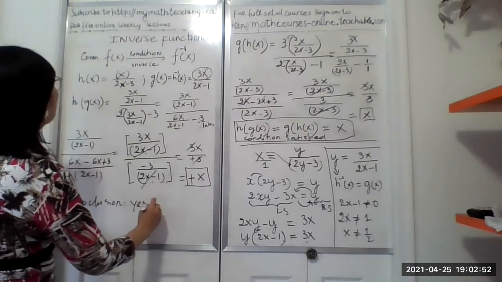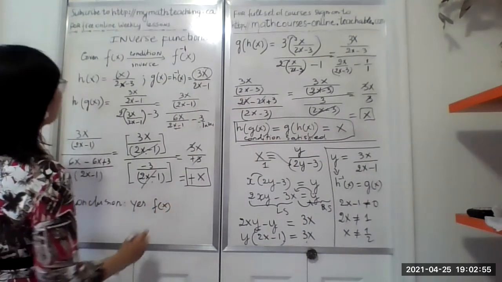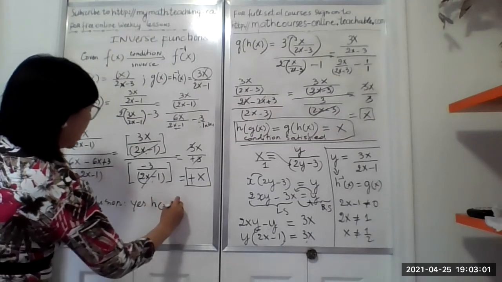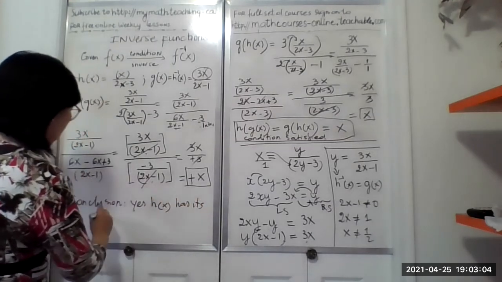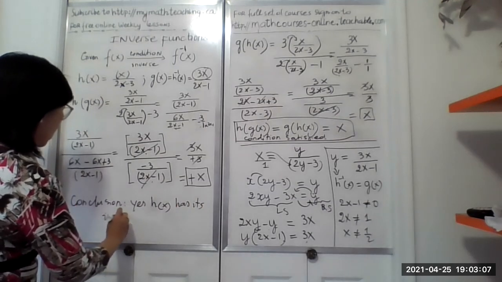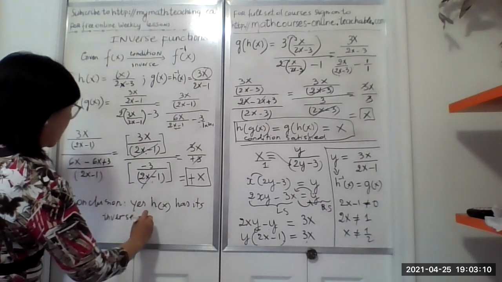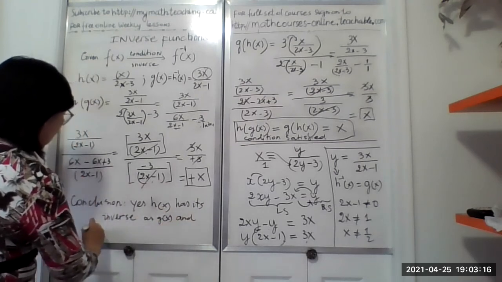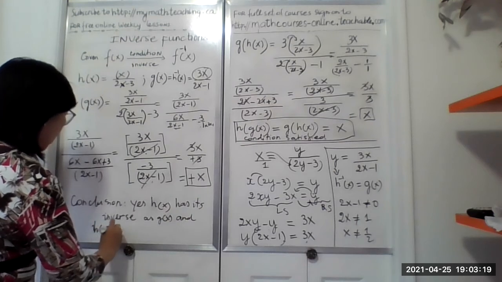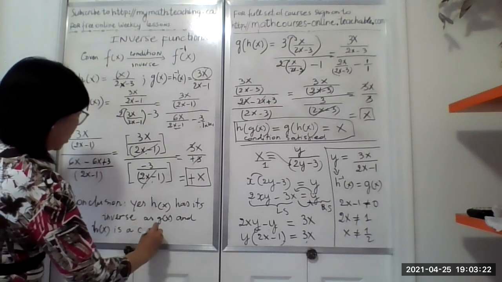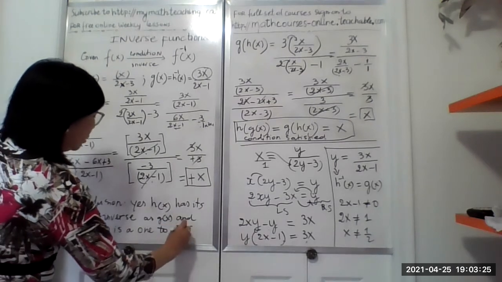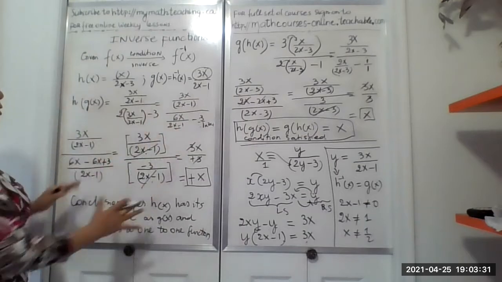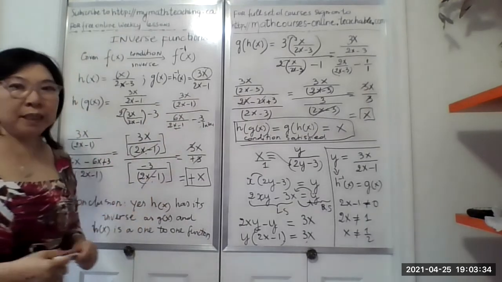yes, f of x, sorry, h of x has its inverse as g of x, and h of x is a one-to-one function. A one-to-one function. So after we test the condition and everything is satisfied, then we make a conclusion like that.